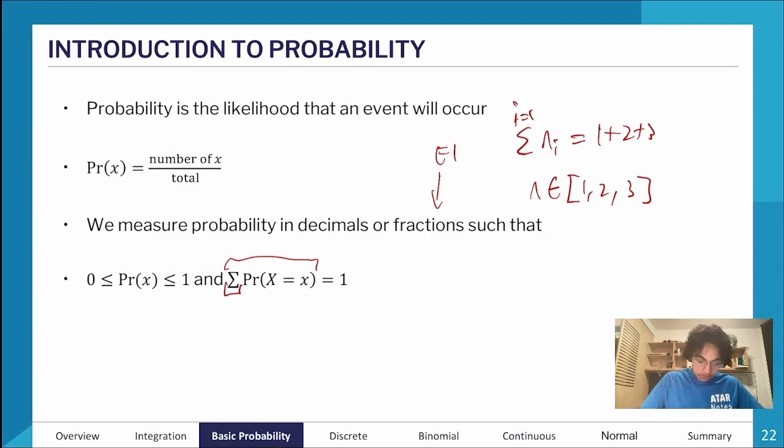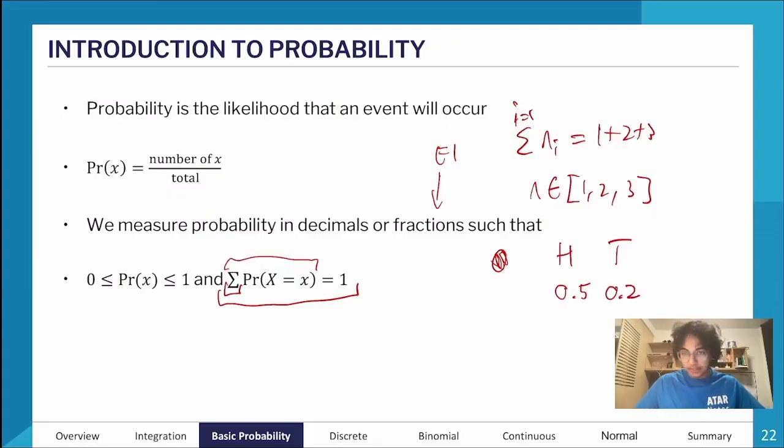And so what this whole statement is saying is that the sum of all the probabilities must add up to 1. If I have two events, like the probability of getting heads and the probability of getting tails, they both need to add up to 1. It can't be like this, because this only adds up to 0.7, and that doesn't explain what happens the other 30% of the time. If I flip a coin, I'm only going to get heads or tails.